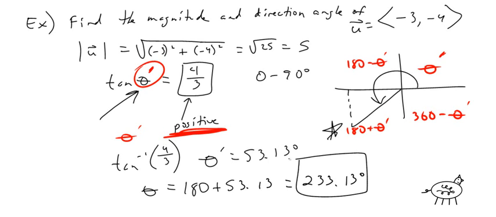Okay, that's pretty easy. But just remember, use positive values, get a reference angle, and then deal with the reference angle. You know where you're at based on this guy right here. I'm at -3, -4. All right, it's not too bad.